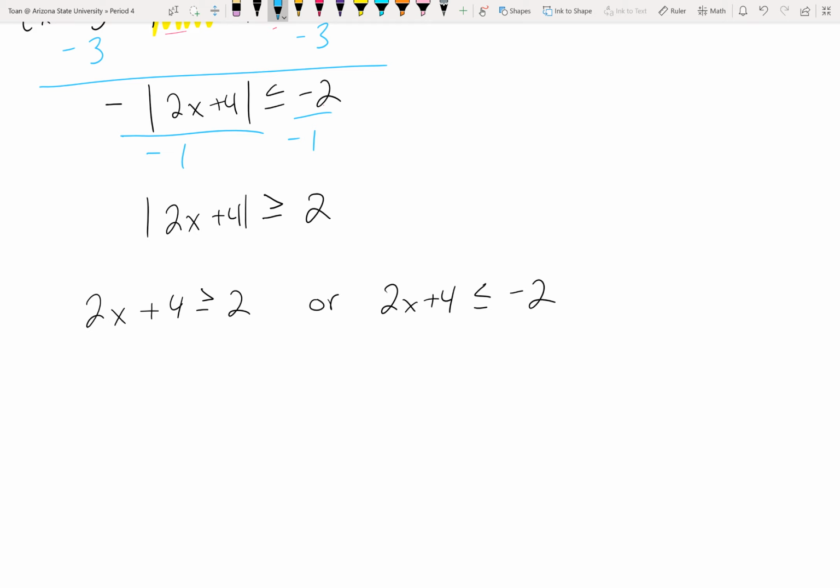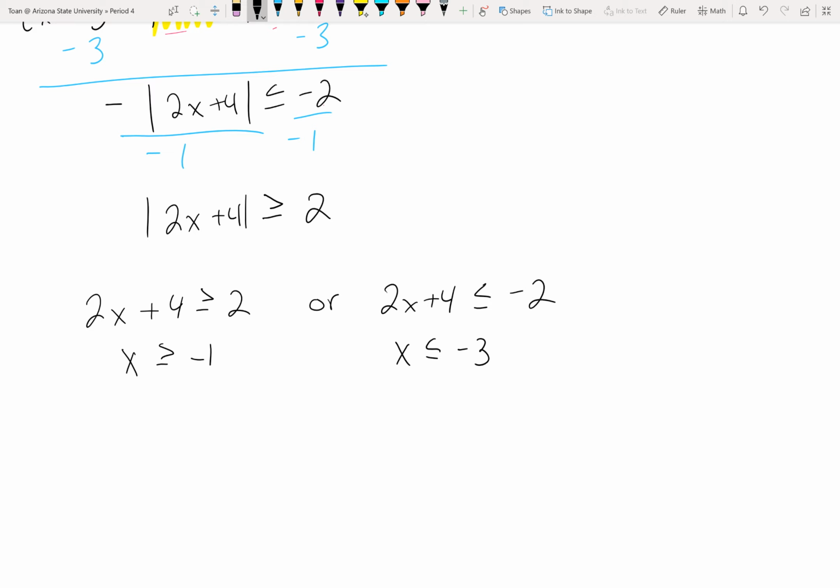Can I fast forward through this? Do you guys know how to solve simple linear inequalities? Yeah. So let's work on the left. If you subtract the 4, you get a negative 2. Divide out the 2, you get a negative 1. Let's work the right inequality. If you subtract the 4, you get a negative 6. Divide out the 2, you get a negative 3. X is less than or equal to negative 3.